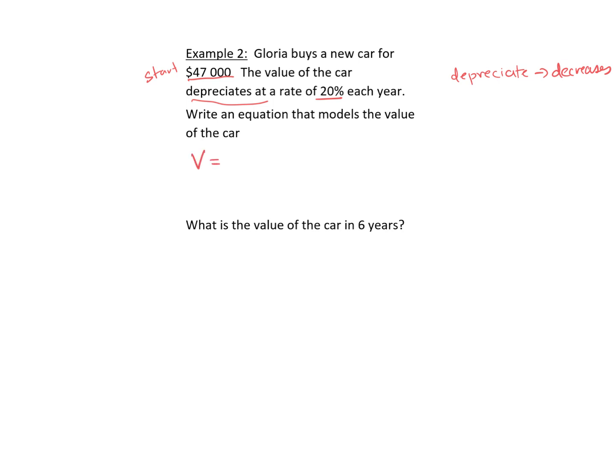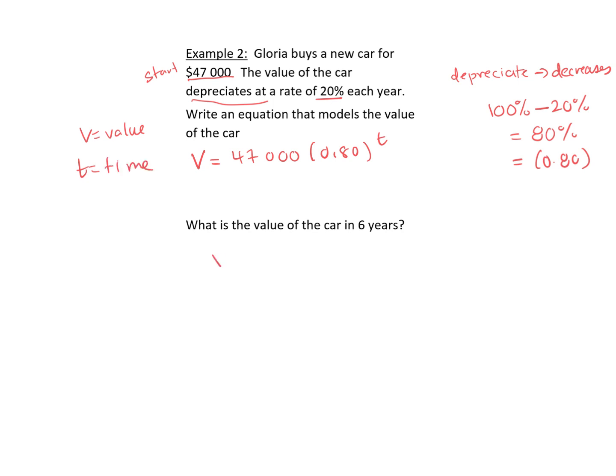So value, I'm going to do V for value. The starting value of the car is 47,000. Again, we have a percent, so we're going to start with 100. 100% means no change. This time I'm decreasing by 20. So next year the car would be worth 80% of what it was originally worth. And then I'm going to divide by 100 to get a decimal. So my common ratio would be 0.80. And I'll do T for time in years.